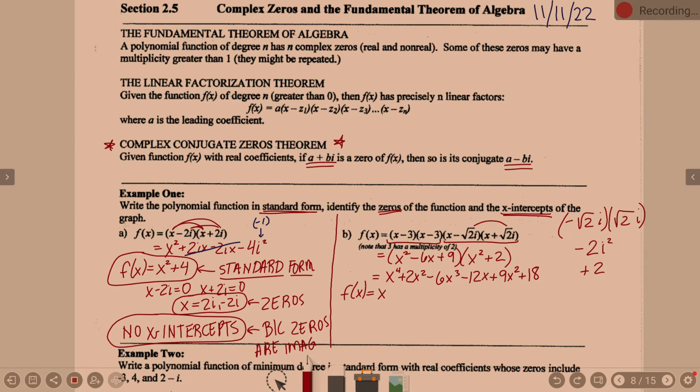X to the fourth. I got that one. What else do you see? Minus 6x cubed plus 11x squared minus 12x plus 18. Tell me if I made any mistakes, or I'll check my answer key here in a moment and double check we didn't go wrong, right? And what is that I just wrote? Standard form, yes?